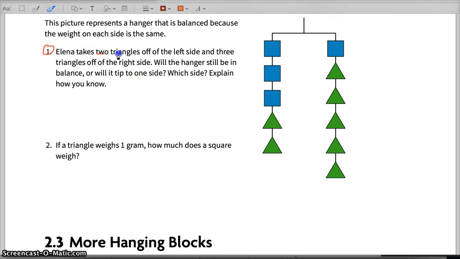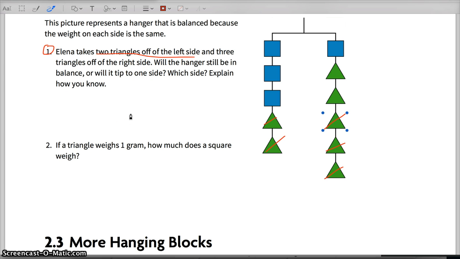So let's see, 2 triangles off of the left side. Let's go ahead and do that. 1, 2. And 3 triangles off of the right side. Let's go ahead and do that. 1, 2, 3 off on the right. Will the hanger still be in balance, or will it tip to one side? If it's going to tip, which side will it tip to? And then explain how you know.